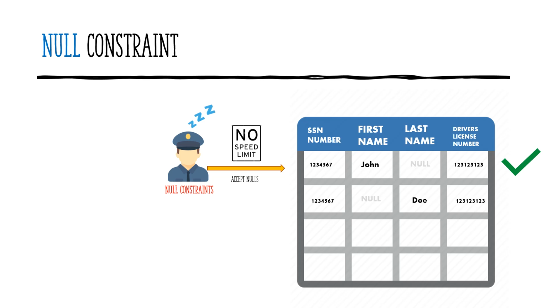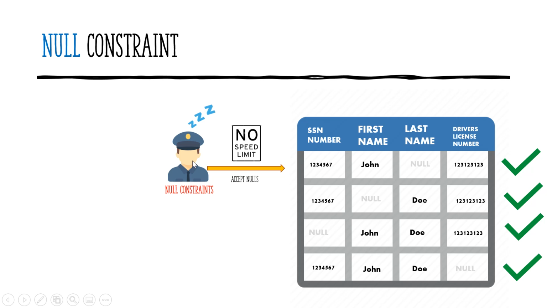Another row without the first name in it, it's going to execute. Another row with the SSN number as null, it will execute it. Another one without the driver's license number, it will execute it. So the null constraint allows or accepts null values, and by default in a table a null constraint is implemented.